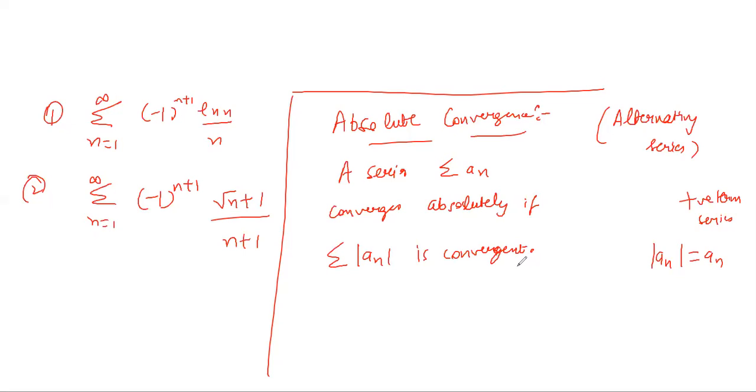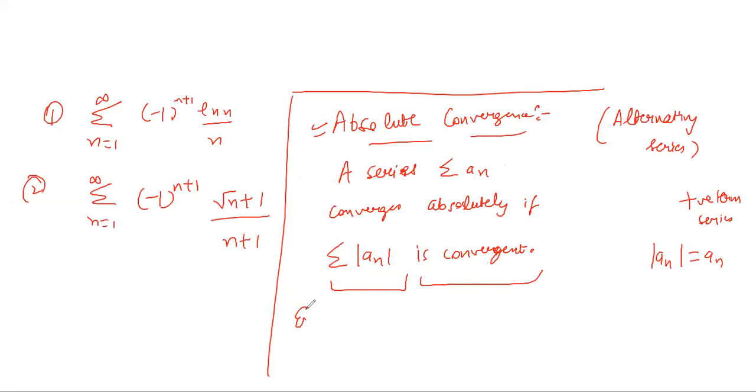As I just told you, for a positive term series mod an and an are the same, so there we do not distinguish; there convergence and absolute convergence have one and the same meaning, so we only call it convergence. But in an alternating series, the series of an and of mod an will differ, they will be two different series, so therefore we need to talk about that term here. So we are saying a series is going to converge absolutely if mod of an is convergent. So all you have to do is take the mod of the general term and then check the convergence. If that turns out to be convergent, then we say our series, whatever the given series is, is absolutely convergent, right?